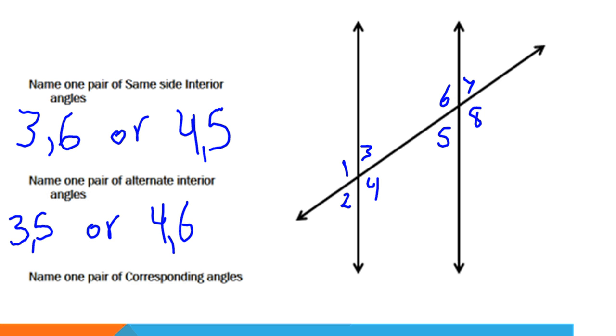Now corresponding, there's going to be a lot more pairs. So for corresponding, 1 and 6 go together, or 3 and 7, or 2 and 5, or 4 and 8.